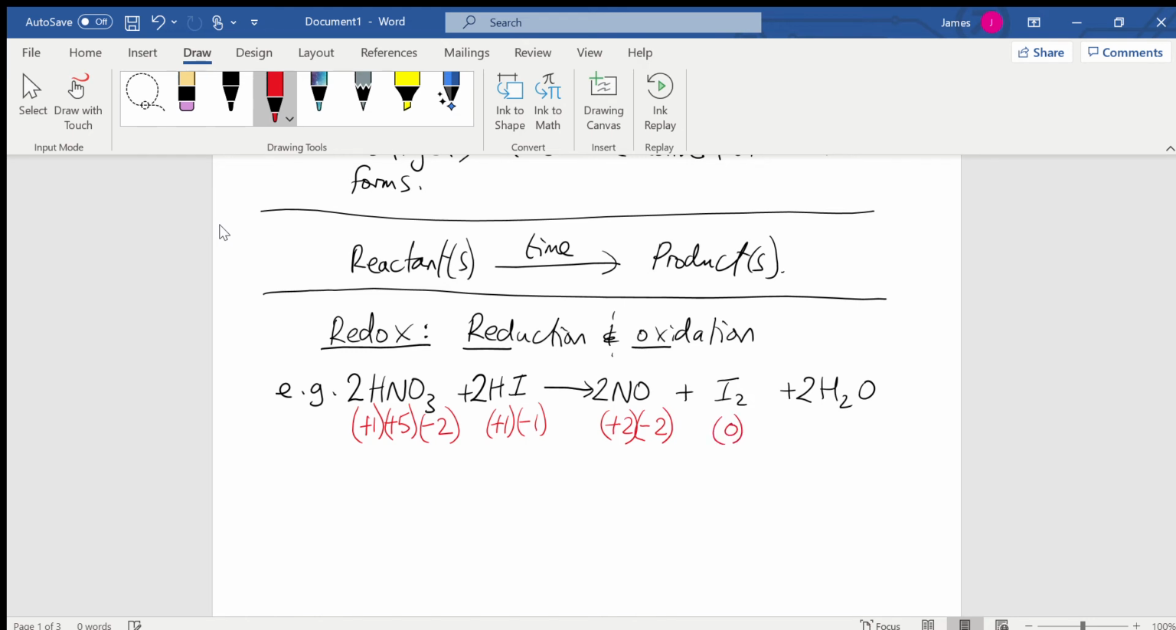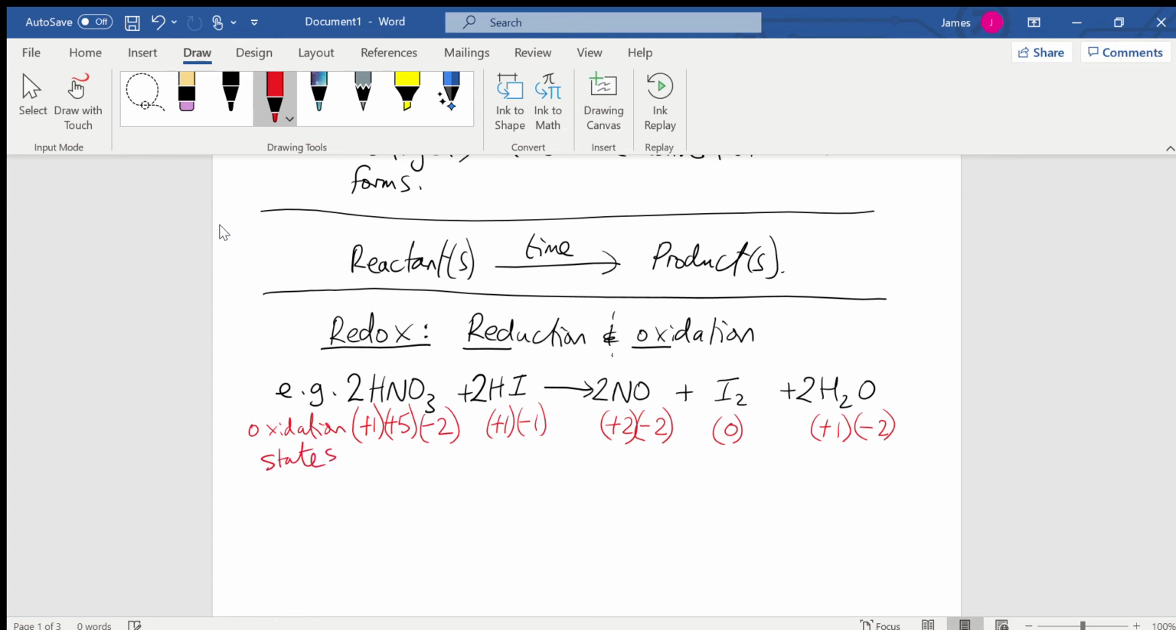0 here, and then +1 for hydrogen, and -2 for oxygen. So again, the purpose of this video is not to spend half an hour explaining where these numbers come from. That's in another video already. We're just trying to identify types of reaction in this video. So by analyzing oxidation states, how do I know this is redox?